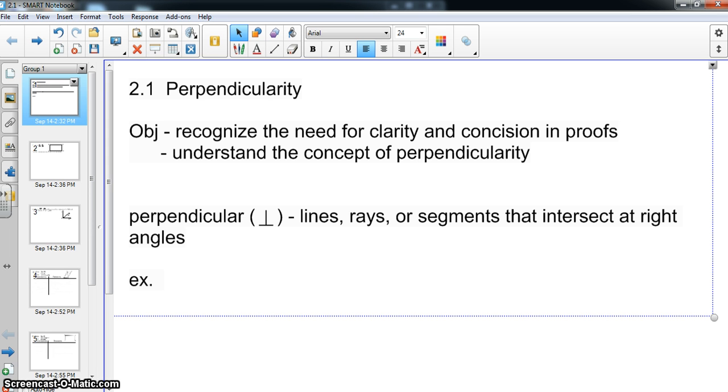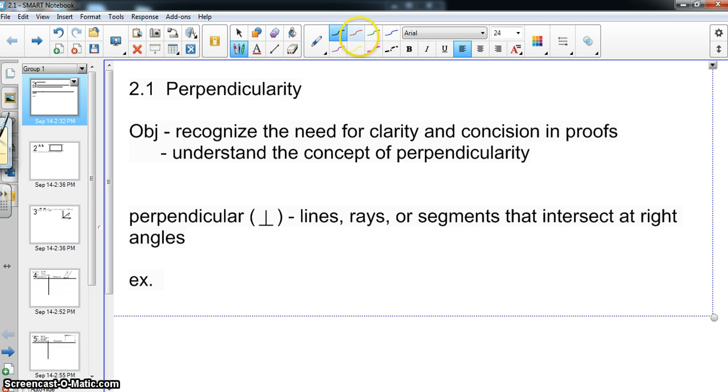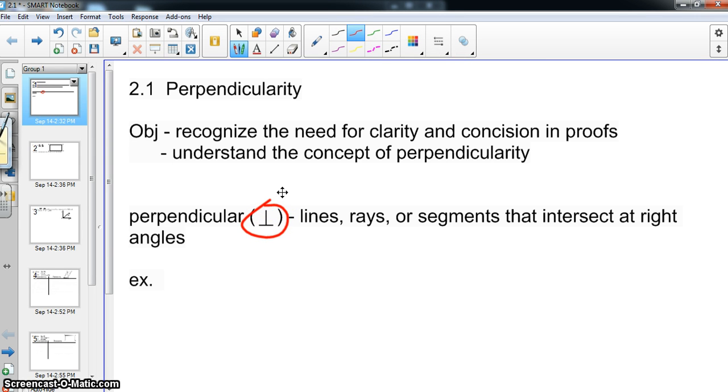and algebra problems. First off, in perpendicular, the symbol there is what we will use in geometry to recognize when we have perpendicular. It can be lines, rays, or segments that intersect, and they intersect forming right angles. These two lines, segments, intersect. That angle right there would be a right angle for perpendicular lines.